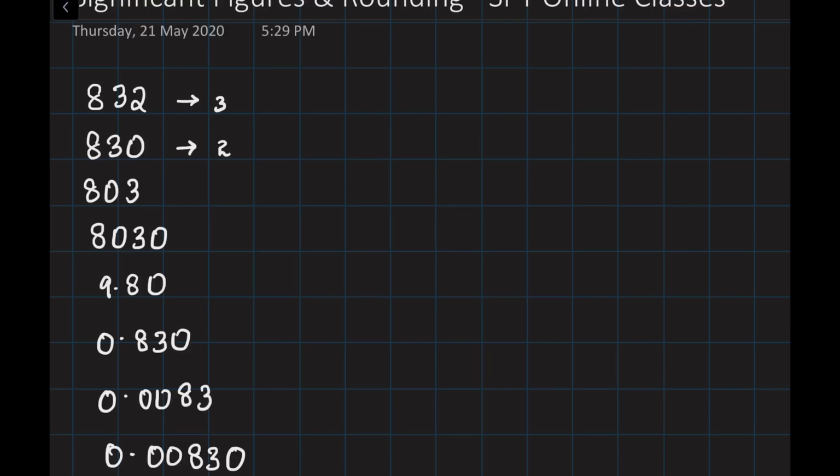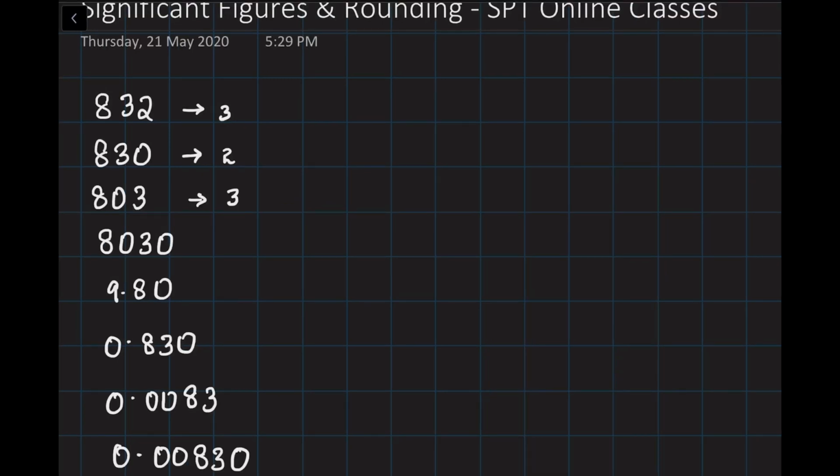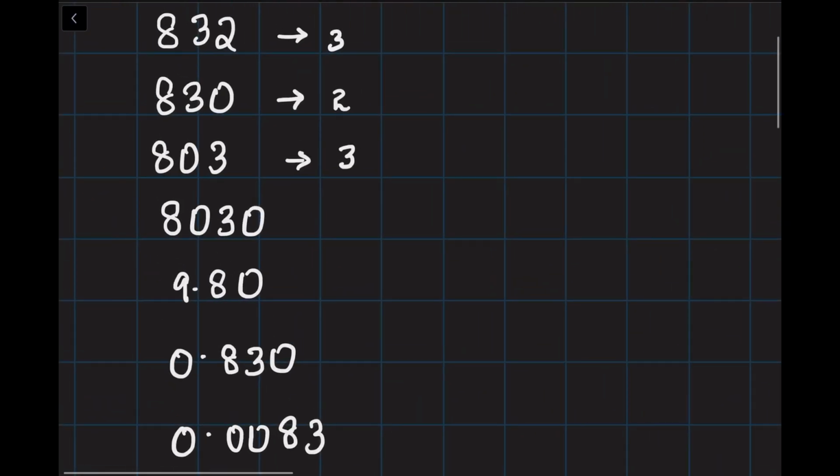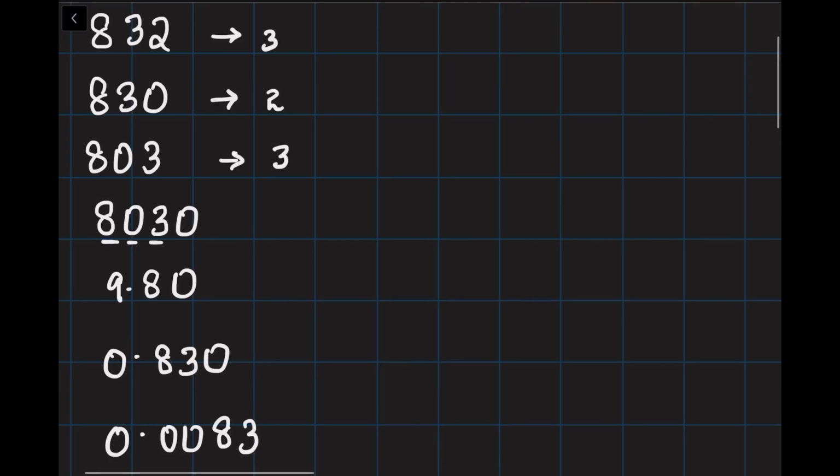But when a zero lies in between two non-zero figures like 803, then that zero has to be considered significant. So all three numbers in 803 are significant. When it comes to the next number, 8030, we have one trailing zero and one zero in between two non-zero figures. So that means we have 803 as significant, and the answer will be 3.